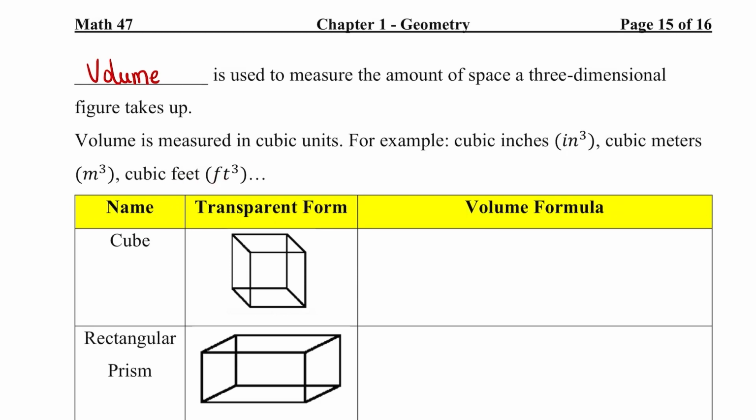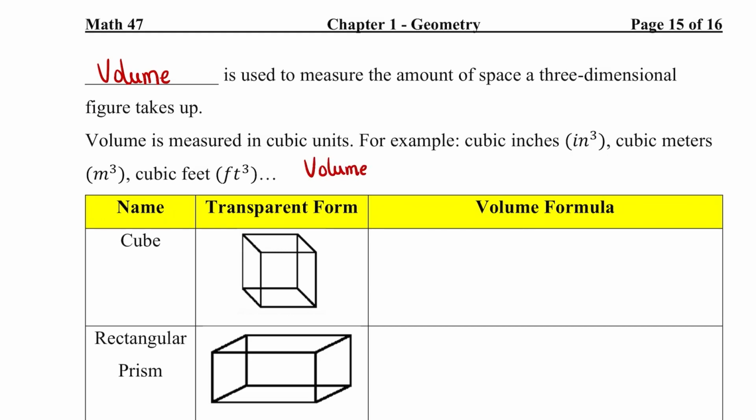The general volume formula is the area of the base times height. So for example, if I want to find the volume of this cube, imagine this cube is a box. The base of this box is a square. So if I find the area of the base, multiplied by how tall the box is, I have the volume of the whole box.